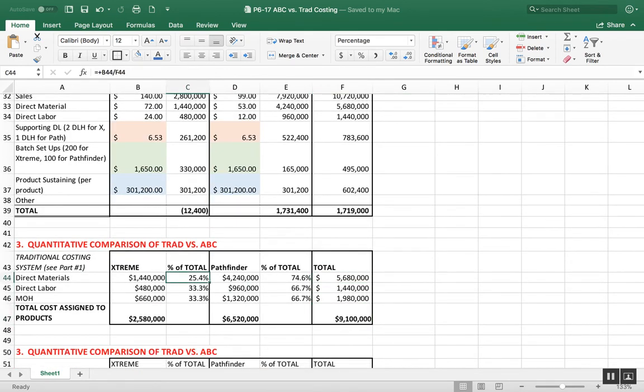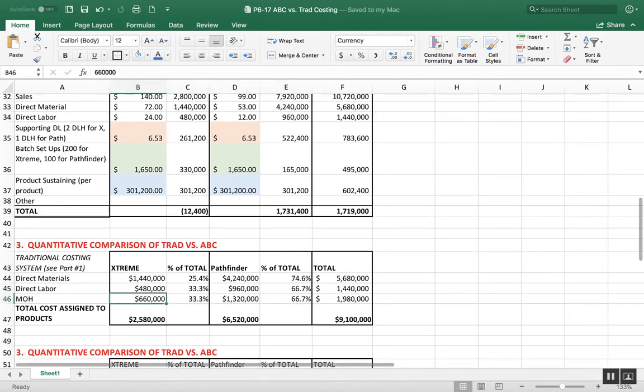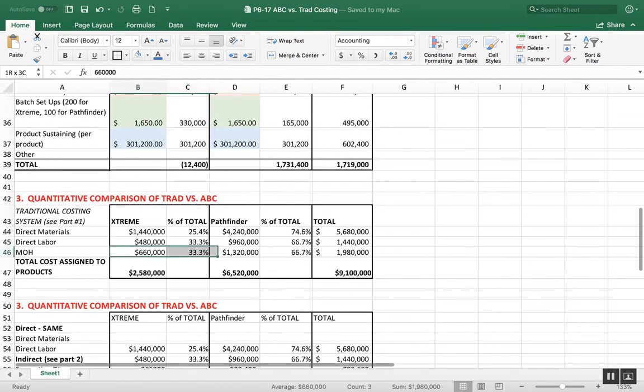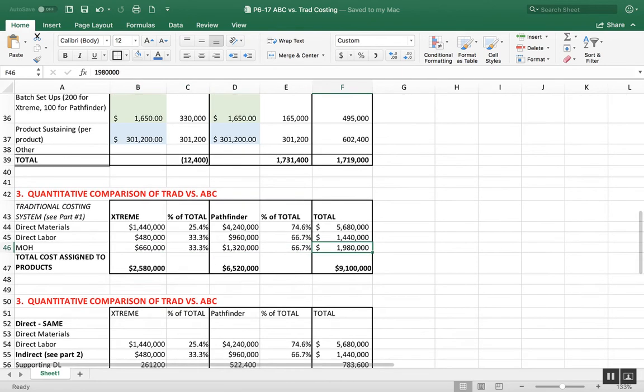Then what they wanted to know really is what the percentages were of the related costs. So for example, the Extremes were 1,440,000 versus the total of 5,680,000, and that meant that I have 25.4% of the direct materials for the Extreme versus 74.6 for the Pathfinder, and I do the same with direct labor and manufacturing overhead. And this only makes sense because the manufacturing overhead was that set amount of the 1650, which is why it makes sense that these are kind of flat, right? And that's how they get apportioned out.